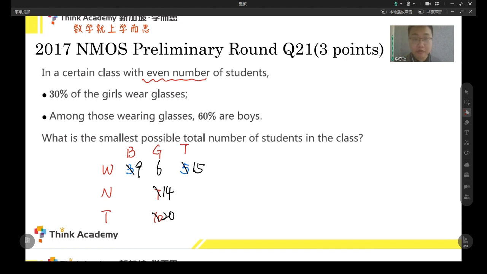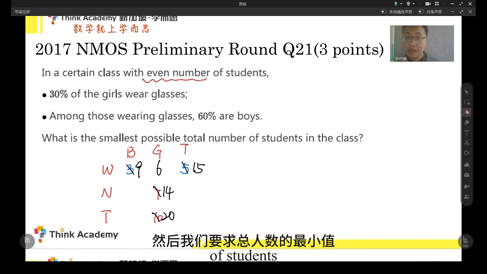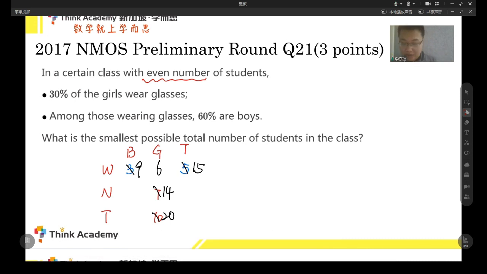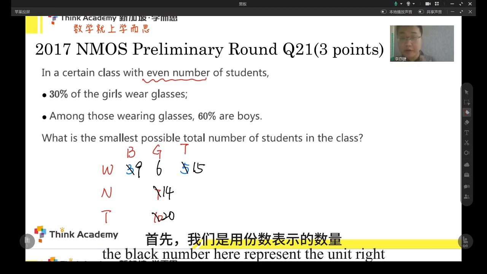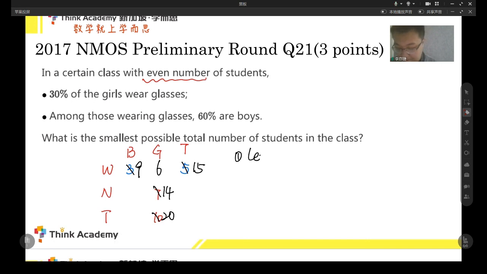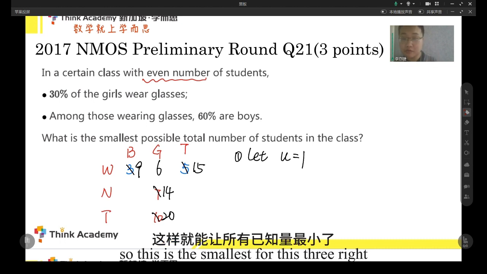Now what we should find is the smallest possible total number of students. So there are 2 ways for the answer to be the smallest. First of all, the black number here represents the unit, right? This is not a single number, it's a multiple of the unit. So to be the smallest, we let the unit be 1. So 9 units means 9 people. So this is the smallest for this 3, right?